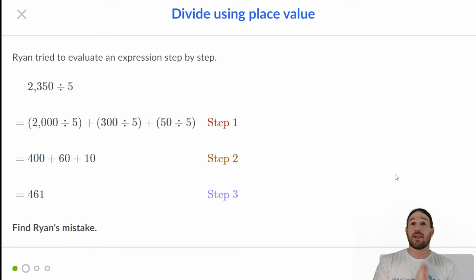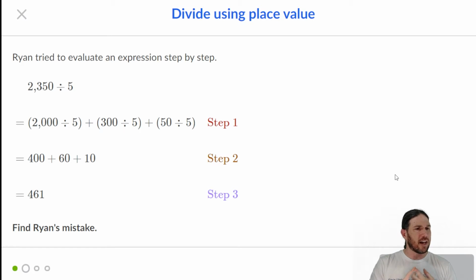Ryan tried to evaluate this expression step by step. So Ryan did 2,000 divided by 5 plus 300 divided by 5 plus 50 divided by 5. Now that seems reasonable to me. That is 2,350 when you add all those together.